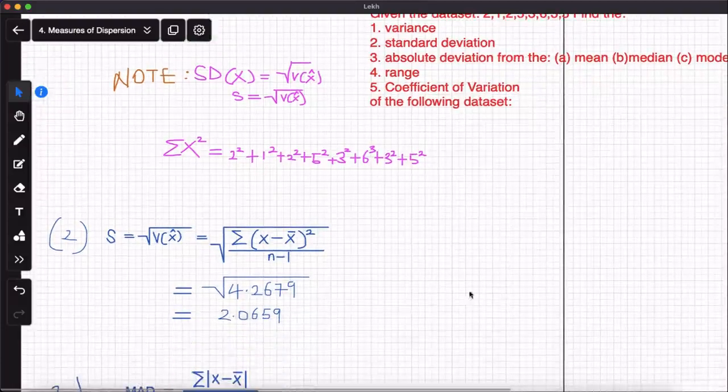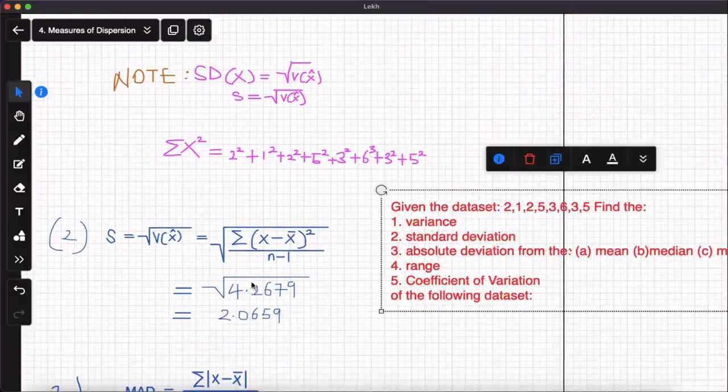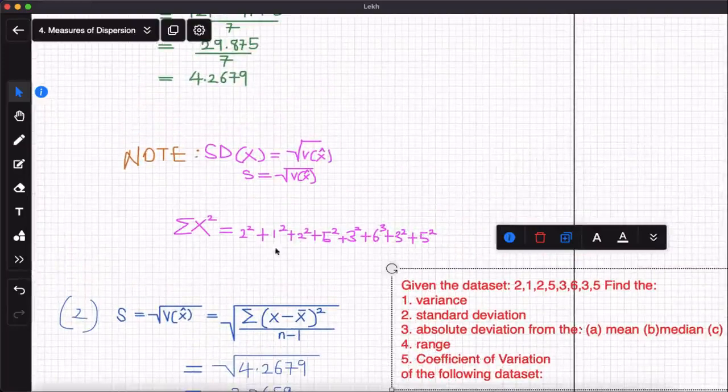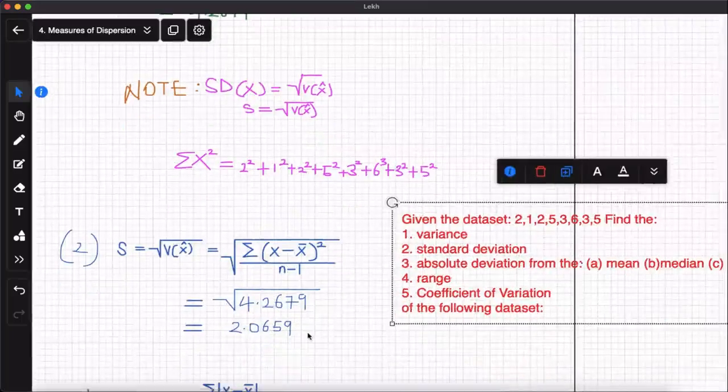So we'll go to the next one, the standard deviation. The question says obtain the standard deviation. The standard deviation is the square root of the variance, and that will give us 2.0659. So don't forget, variance is this, and when we look for the square root, we get the standard deviation.